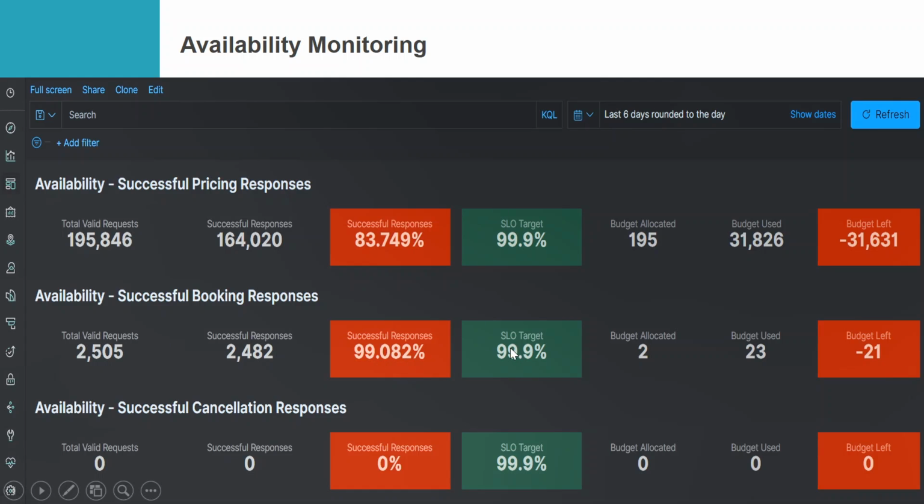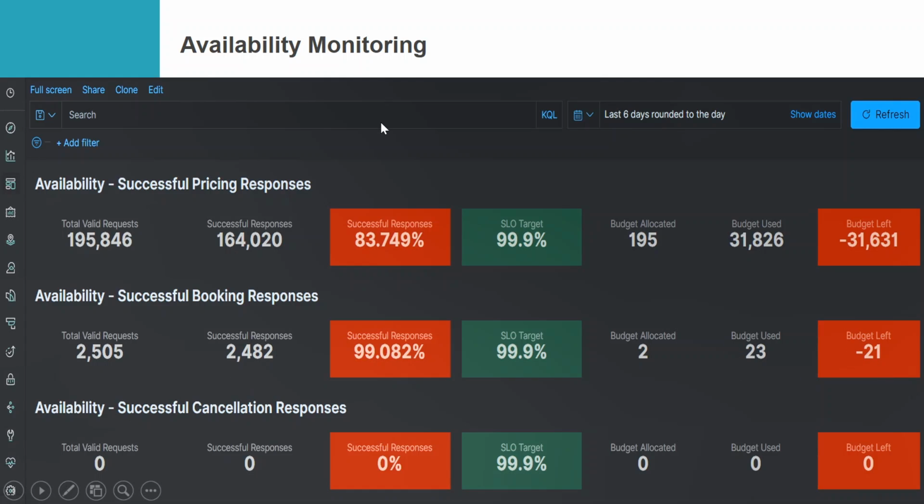With 99.9, in the sense, we can only tolerate two responses being down. But it happened 25 times. So our total error budget is exceeded by 21.